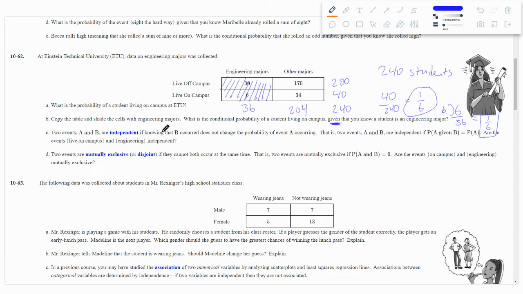Okay. So then part C: two events, A and B, are independent if knowing that B occurred does not change the probability of event A occurring. That is, two events A and B are independent if the probability of A given B is the same as the probability of A. So when I talk about probability of A versus probability of B, anytime the letter capital A is represented, it's like the first event probability. And then probability B, well, simply it's the second event probability.